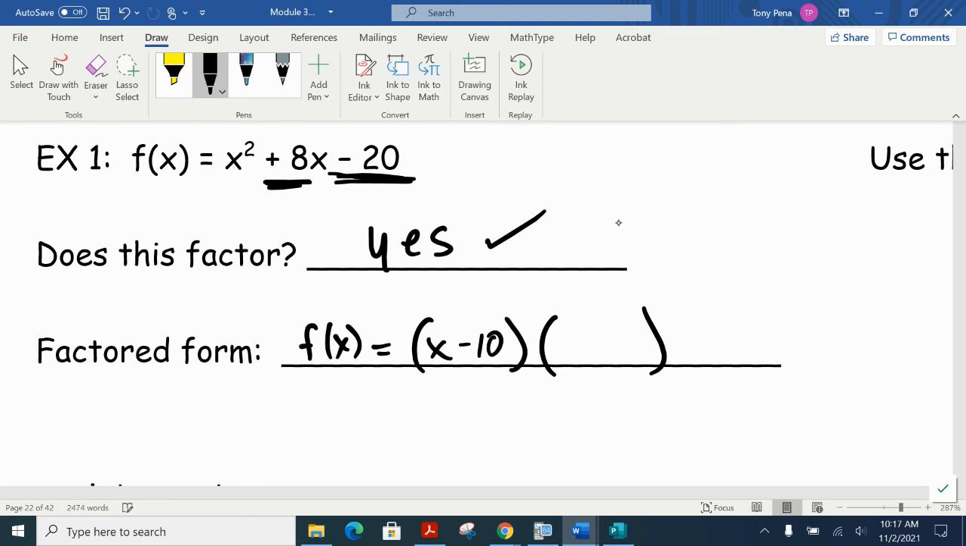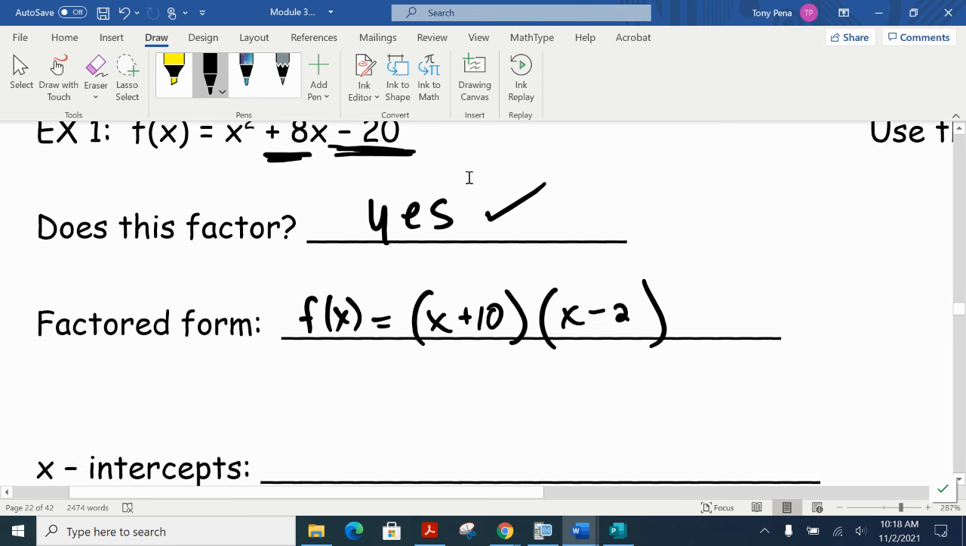You're really, really close. Because these will multiply to be a negative 20, but a negative 10 and a positive 2 would add up to be a negative 8. Oh, so we just want to switch those. So positive 10 and negative 2. They still multiply to be a negative 20, but then they'll add up to be a positive 8. All right, so good. Got it started there. That's your factored form.